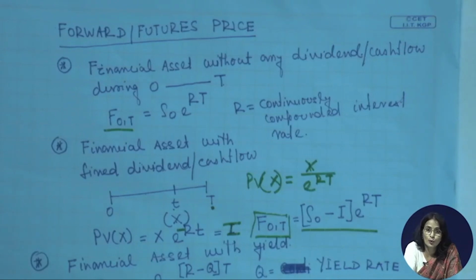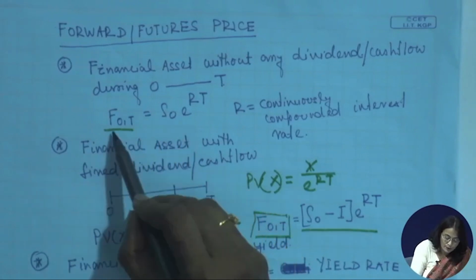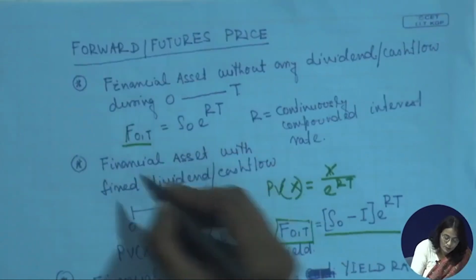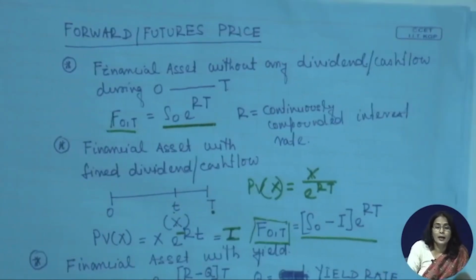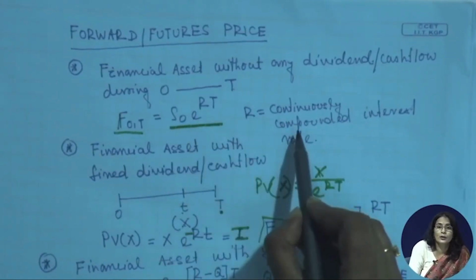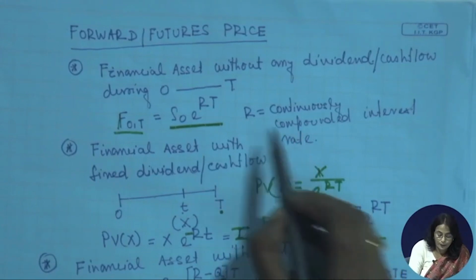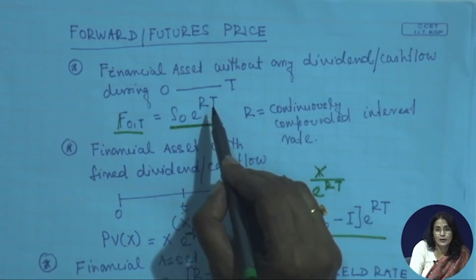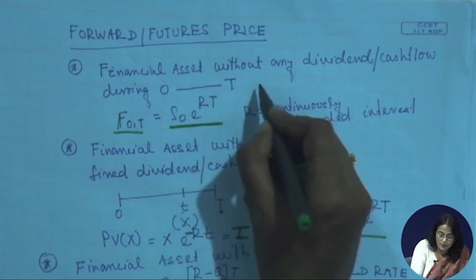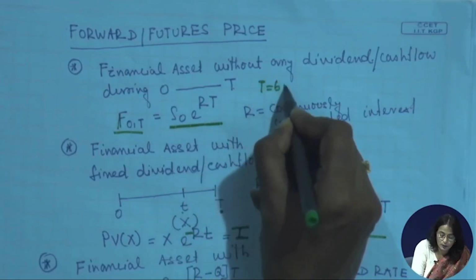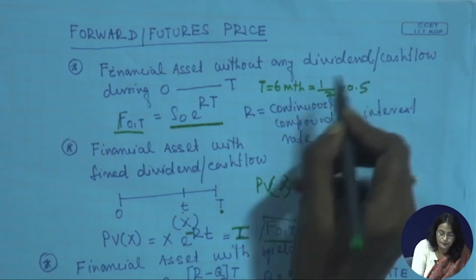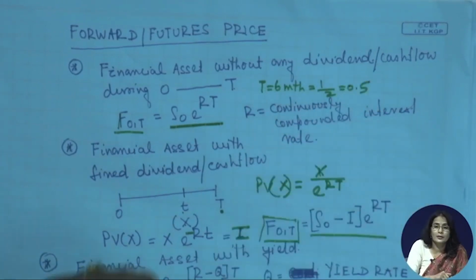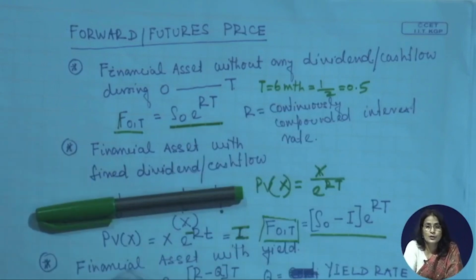So the forward price, or future price, F0t, will be equal to S0 into e to the power RT. And what is our R? R is your continuous compounded interest rate. And what is your T? T is your time period. So if T is 6 months, the T value will be 1 by 2, which is 0.5. At this juncture, let's discuss a little bit on continuous compounding.